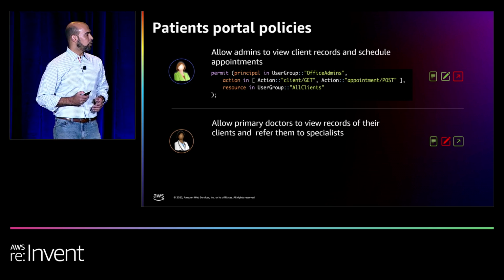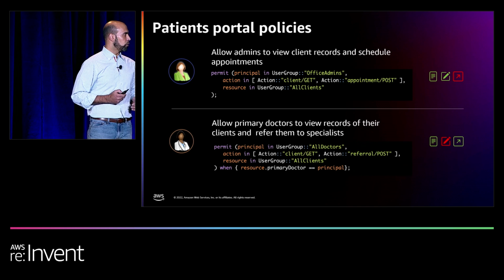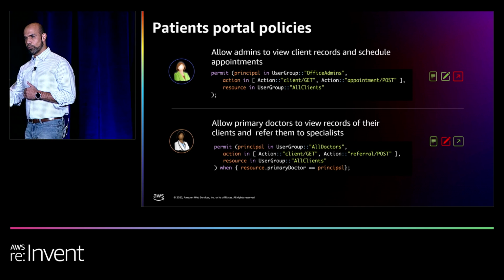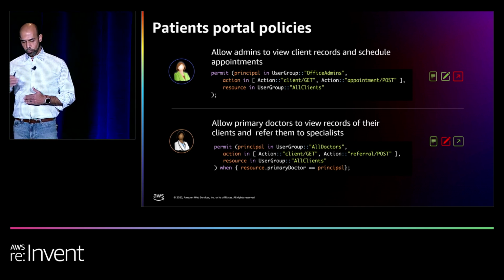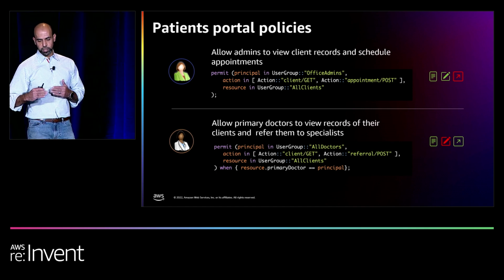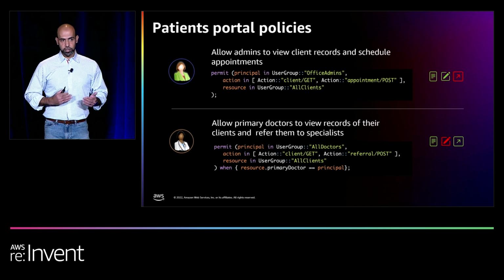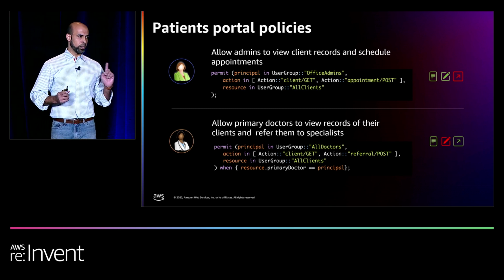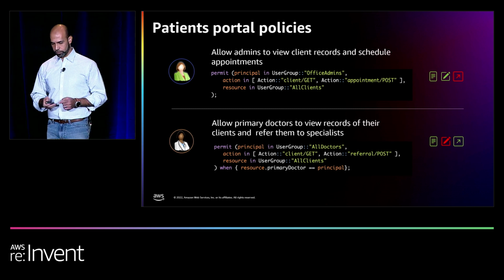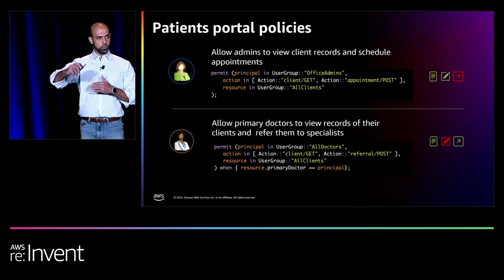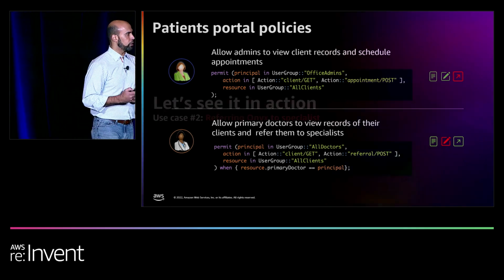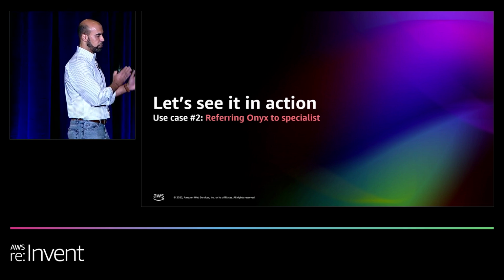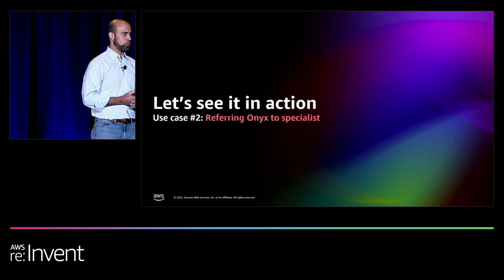And the next one is allowing primary doctors to view records of their clients and refer them to specialists. This is a mix of a rule-based access control and attribute-based access control. It's a rule-based access control because it applies only to principals who are doctors. And it's attribute-based access control because it has a condition that has to match attribute between the principal and the client or the resource. So I keep adding these policies to my policy store. Let's look at another use case, and then we will go back to how do I do authorization decisions at runtime and what my application architecture looks like.